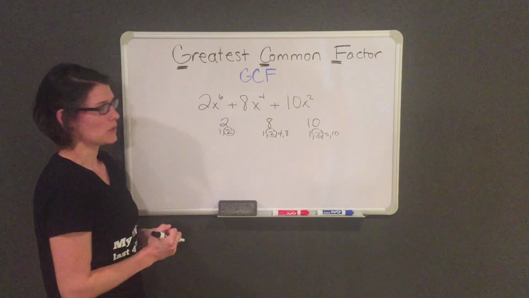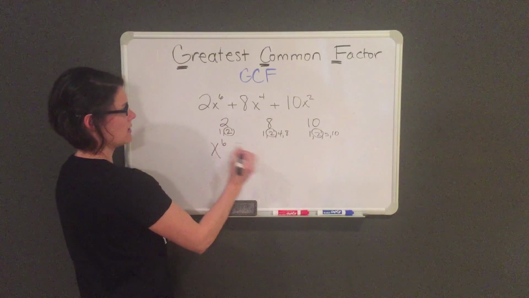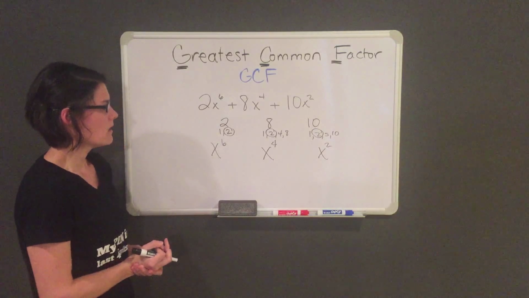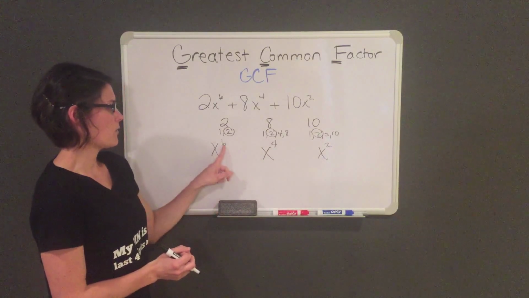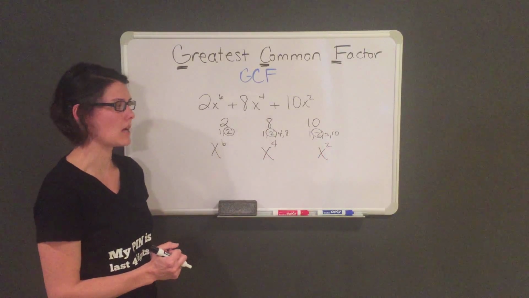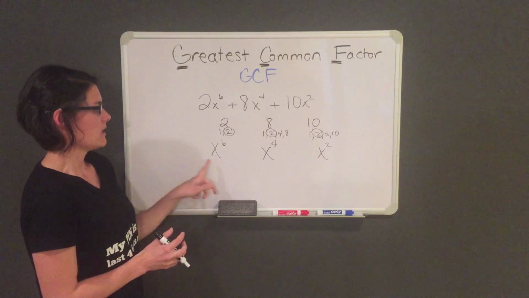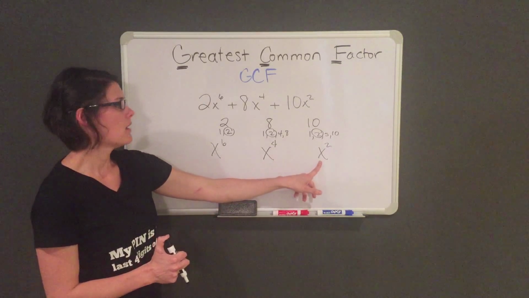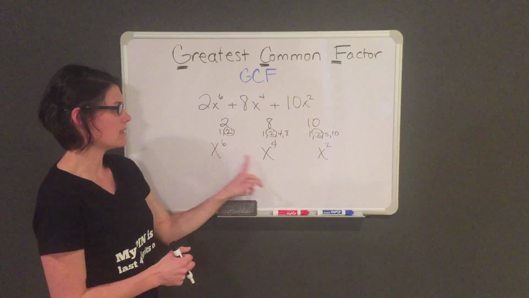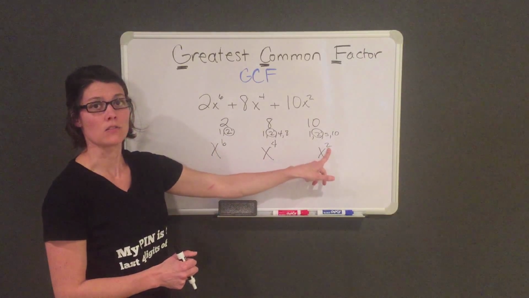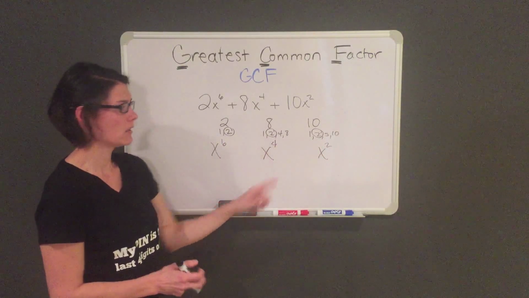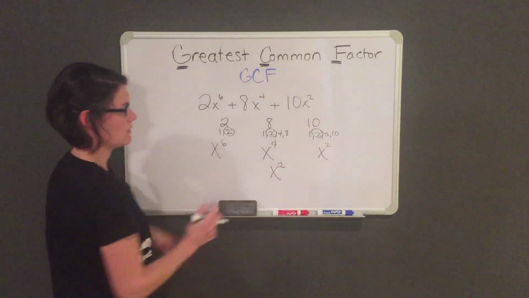Next, I'm going to go to the variables. I have x to the 6th, x to the 4th, and x squared. To write out its factors, I can write x 6 times. For this one, write x 4 times, and this one, write x 2 times. But a good rule of thumb is to know, since every term has an x to a power, its greatest common factor will be the lowest power. So in this case, the greatest common factor is x to the 2nd because the 2 is lower than the 6 and the 4. So its greatest common factor is x squared.